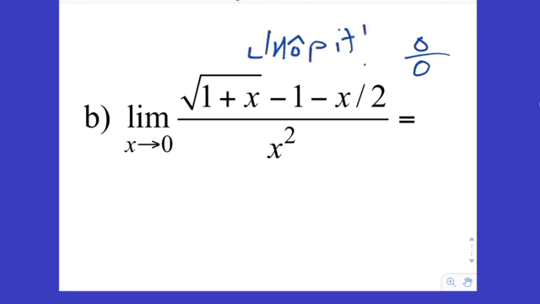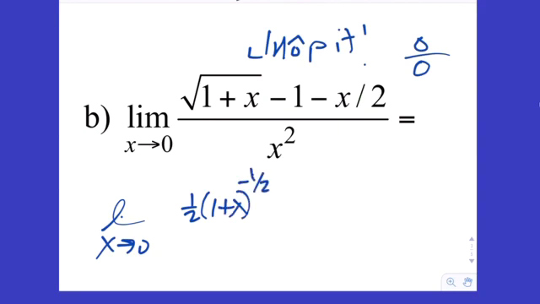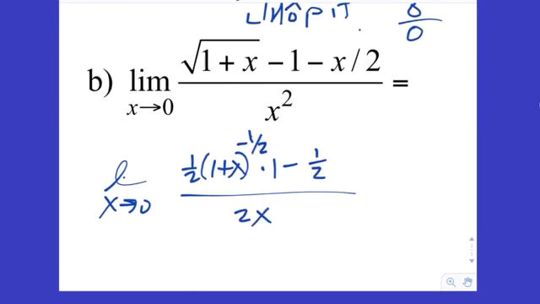Okay? So we get the limit as x goes to 0. Don't forget to rewrite the limit. Using the chain rule on the first term, we get 1/2, 1 plus x to the negative 1/2, times, don't forget, the derivative of 1 plus x, which is just 1. Minus the derivative of 1 is 0. Minus x halves is the same as a half an x, so its derivative is a half. All over, the derivative of x squared is 2x.